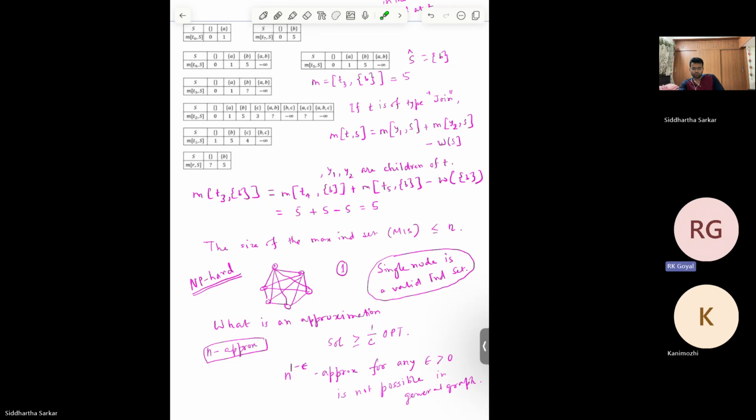Do we have some proof of it? Yes, it is there. It's been proved. Let me tell you what the reference is. Proof of n to the 1 minus epsilon hardness of maximum independent set in graphs.